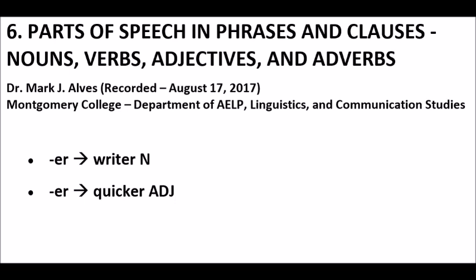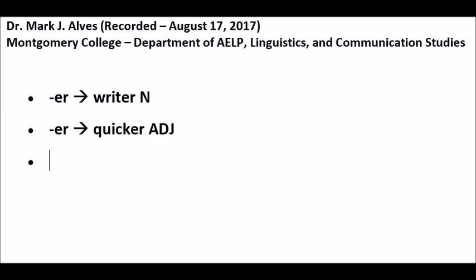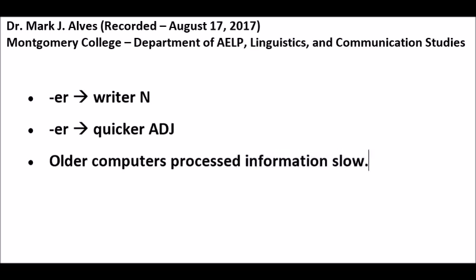So we need to look a little bit more at how these words appear in sentences, clauses, and phrases, the subject of the previous video. So let's look at that issue in a little more detail. Let's get a sample sentence. Older computers processed information slowly. And this is a sentence, obviously, or an independent clause, which has a subject, verb, and an object.